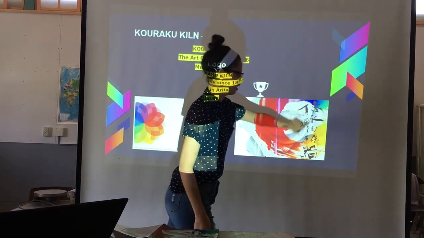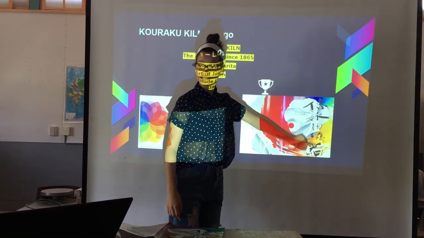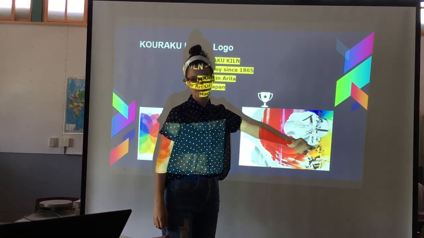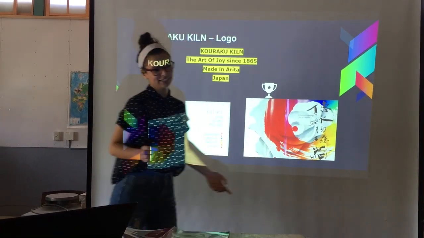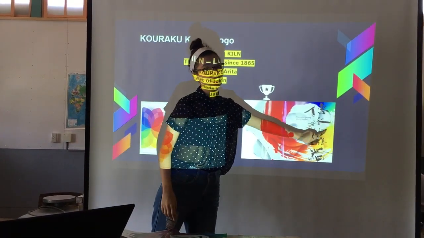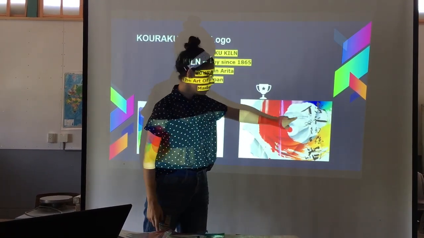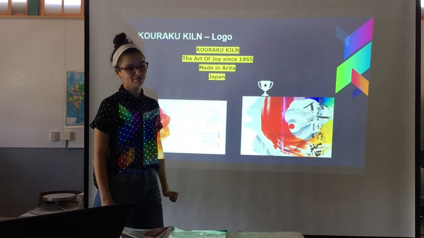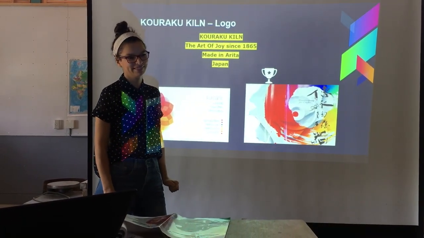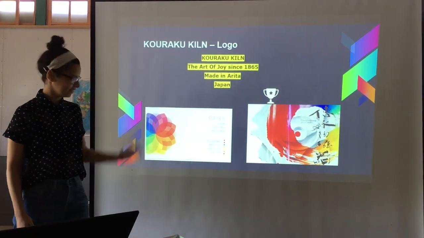I don't know what that means, actually. What is it? Is it the name of the person? Tokunaga person. Yeah. Maybe Kouraku. It's not Kouraku Kiln. Yeah, it should be Kouraku Kiln. And either you use manufacturing for a smile, or you use the art of joy. That's fine. Okay, cool.